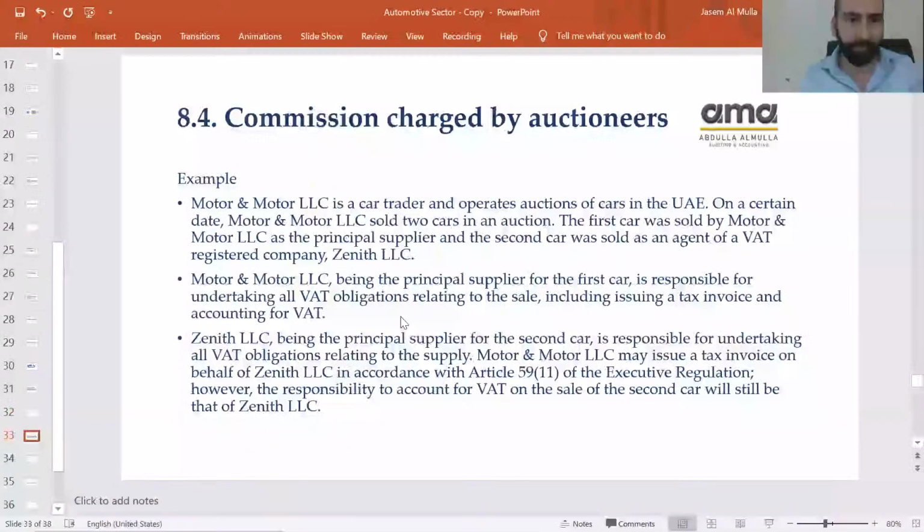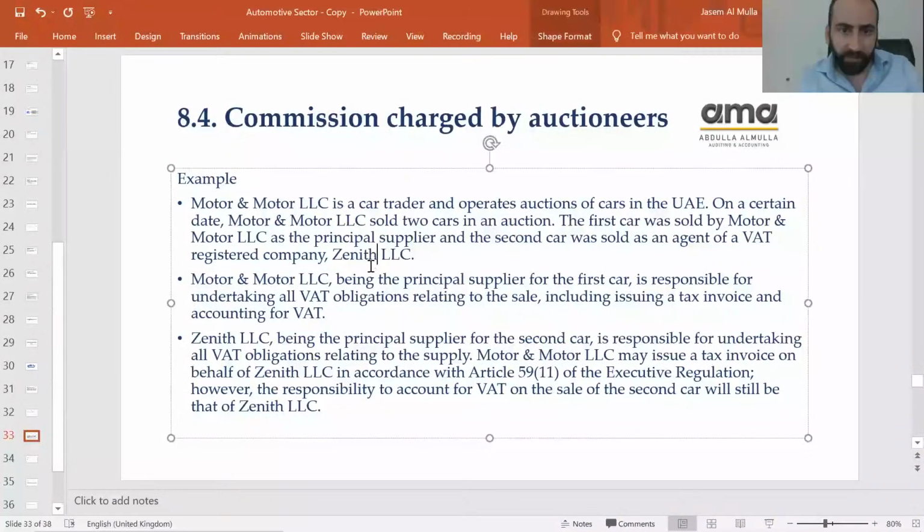For example, Motor LLC is a car trader and operates an auction of cars in the UAE. On a certain date, Motor sold 2 cars in an auction. The first car was sold by Motor as a principal supplier, and the second car was sold as an agent for a VAT registered company, Zenith.